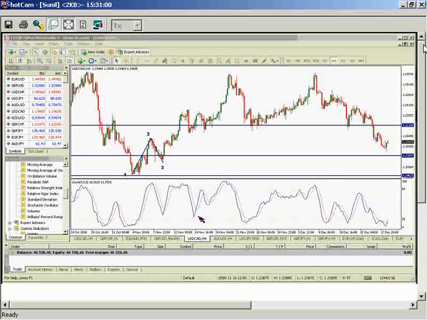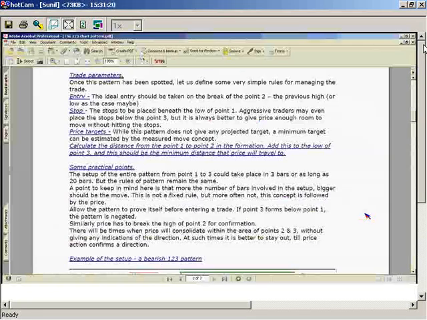If you're looking at, let's say, a 4-hour bar and you have a single 4-hour bar or 2 or 3 bars giving you this pattern, if you go down to a 5-minute, you will probably see the movements of the bars within that one. So practical points, the rules remain the same. Now, another point to keep in mind here is the more the number of bars involved in the setup, the bigger is the move. It's not written in stone, but more often than not, this concept is followed.